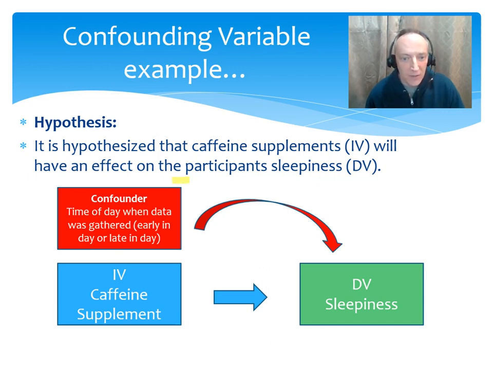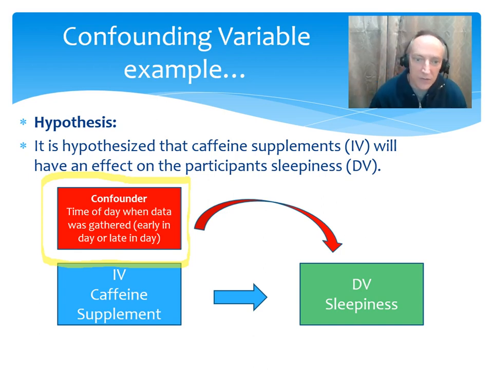But a confounding variable might be, well, what time of day did I take my data? Because if I took it early in the day or late in the day, that also could have an impact on somebody's sleepiness that has nothing to do with whether or not they took the caffeine supplement. That would be an example of a confounding variable.